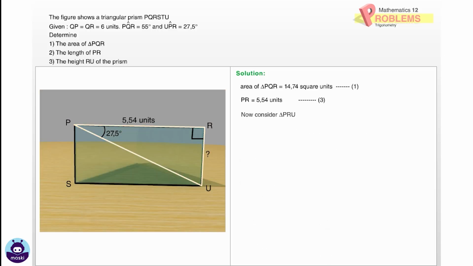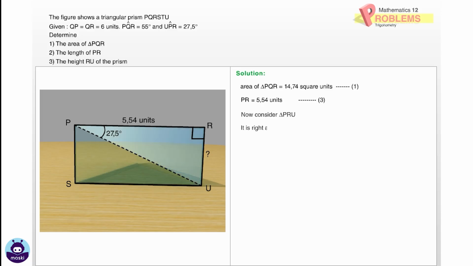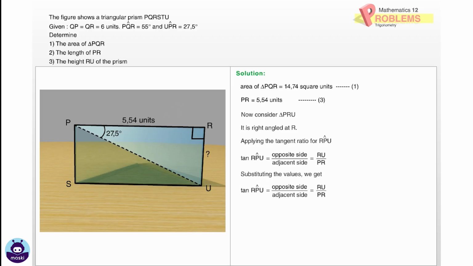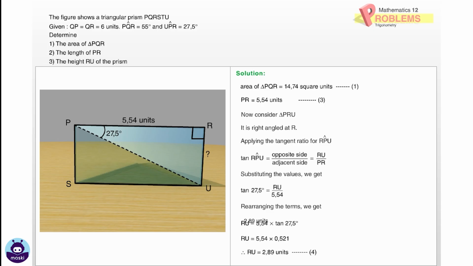Now, consider triangle PRU. It is right-angled at R. Applying the tangent ratio for angle RPU. Substituting the values, we get. Rearranging the terms, we get. Substituting tan 27,5 degrees equals 0,521, we have. Therefore, RU equals 2,89 units.